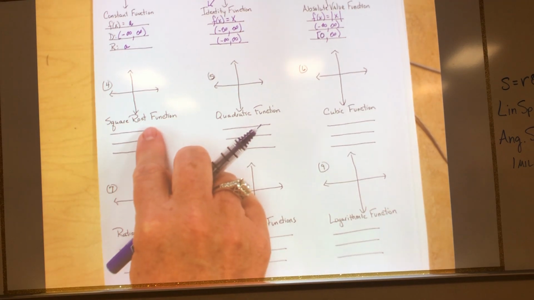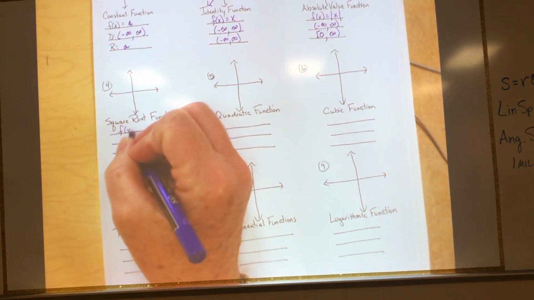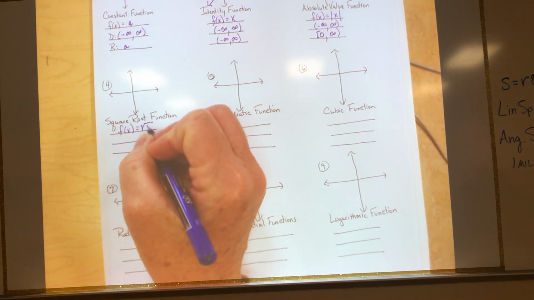Okay, so the next one is called the square root function, and it is exactly what you think it is. F of x is equal to the square root of x.